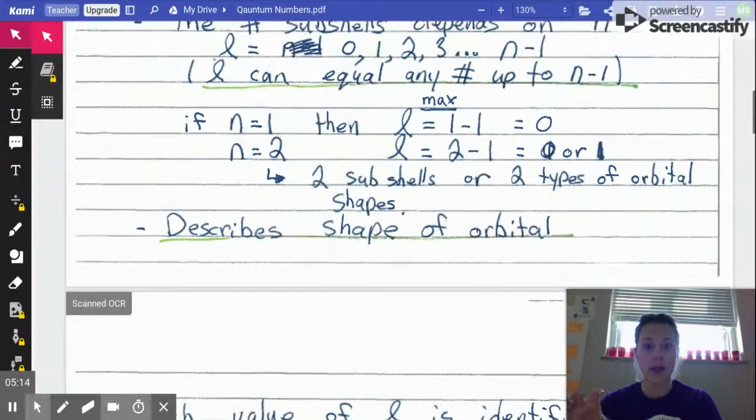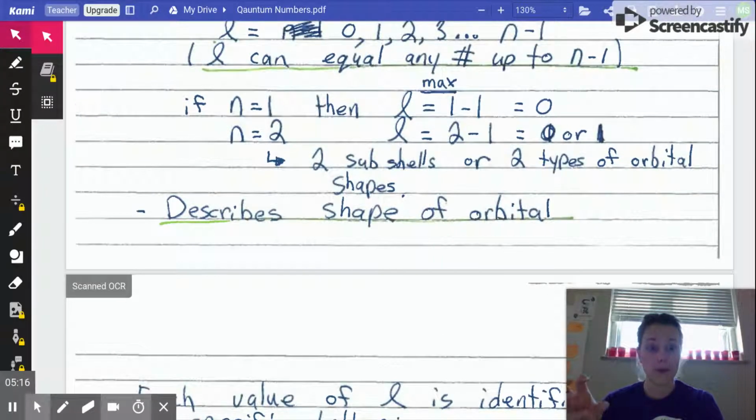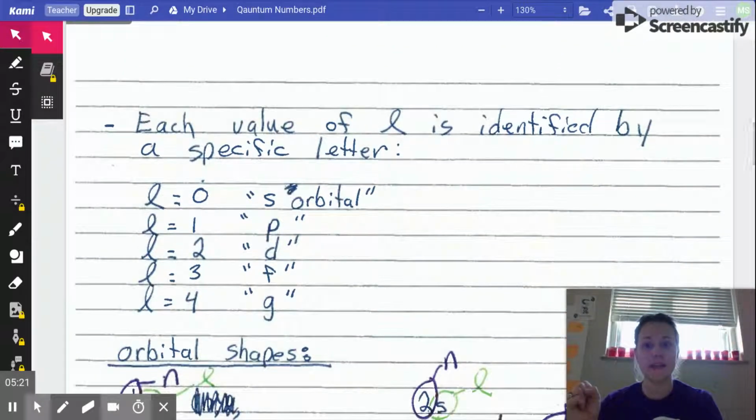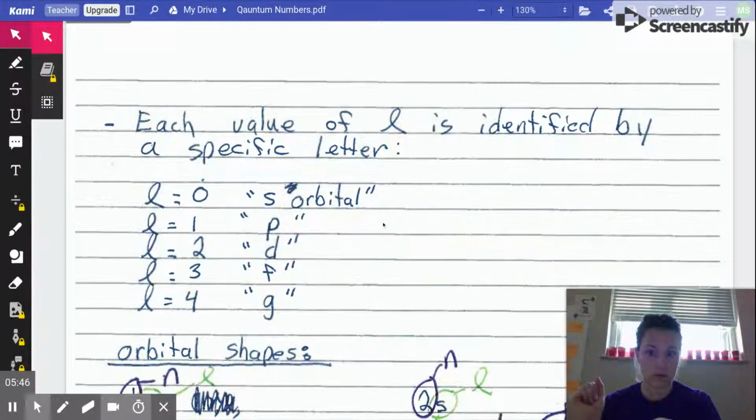So we're going to move on and take a look at what those shapes are. Each value of L is identified by a specific letter. When L equals 0, it's the s orbital. When L equals 1, it's the p orbital. When L equals 2, it's the d orbital. And when L equals 3, f, 4, g. We are only going to look at the shapes for s and p because they get very, very complicated once L equals 2, 3, or 4.